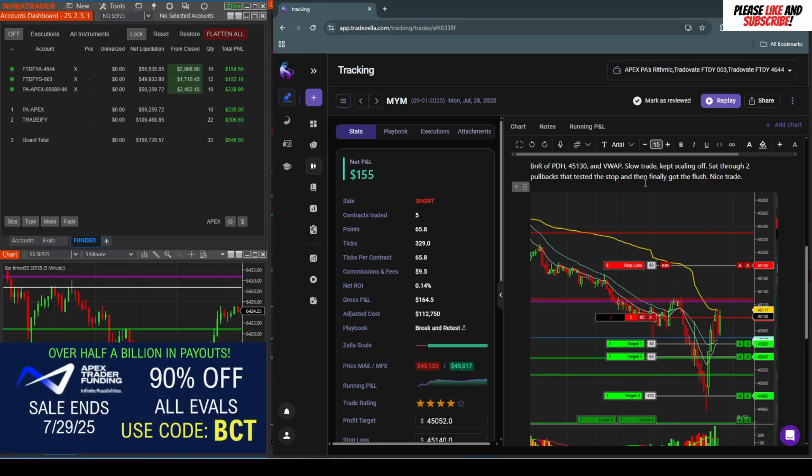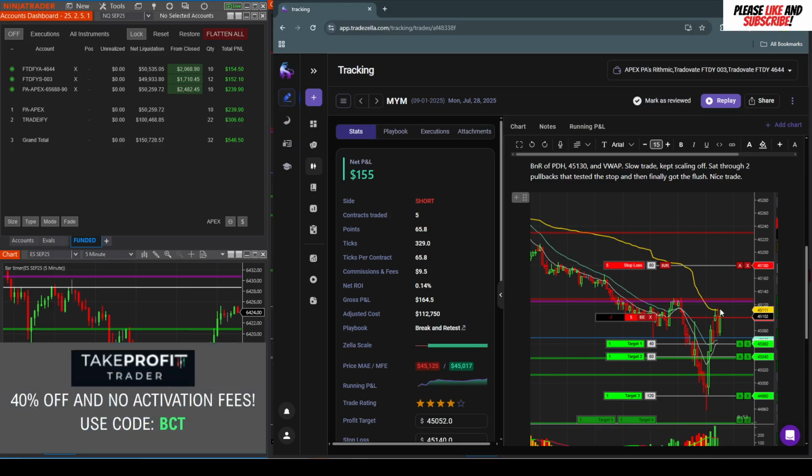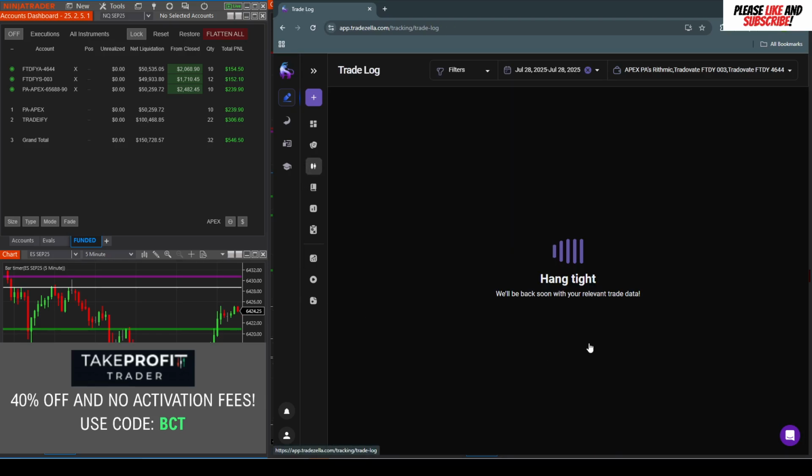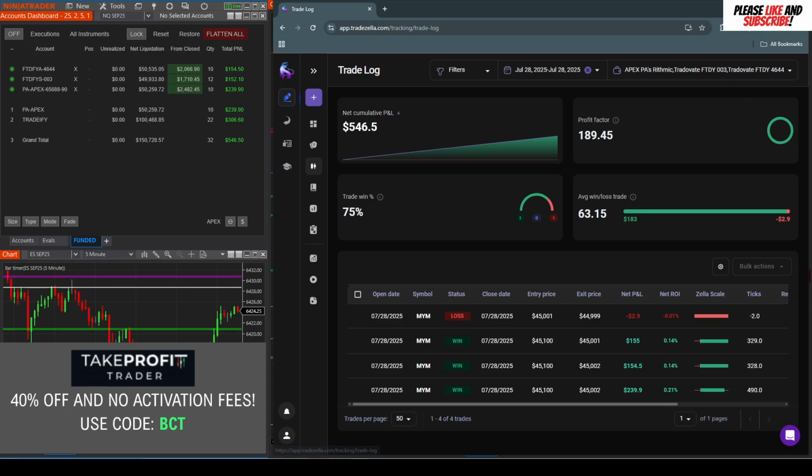So very, very good trade. We were really retesting the prior day high. We were retesting this 45,130, and we had VWAP holding. So there was a lot of things going for this trade, even though it took a while to play out. I was in this trade for, I think, 2 hours and 40 minutes, or I make this a little bit bigger.